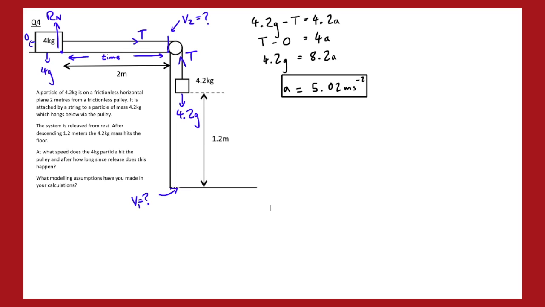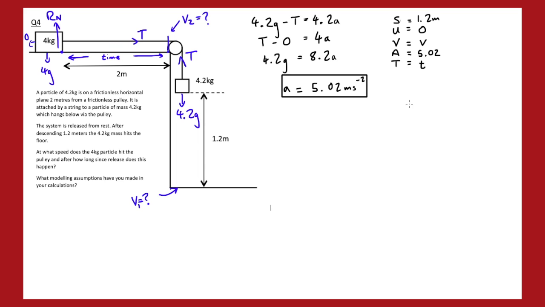We need to know what speed the 4 kilogram particle hits the floor. Okay, so we've got a SUVAT to work with. If we write out our SUVAT, what have we got? We've got the distance, and that's 1.2. The initial velocity is 0. Final velocity is what we want to find. The acceleration we know is 5.02, and we don't have the time, but we do want to find the time eventually, so let's leave time in there. So let's see if we can find the time and the velocity.